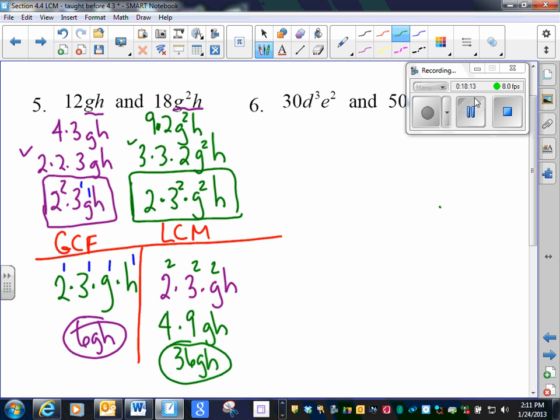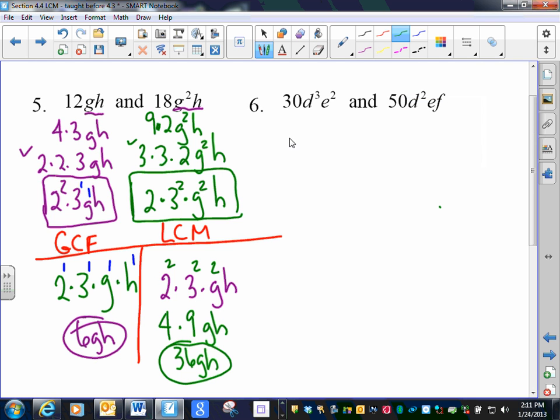I'm going to do one more. And then I'm wanting you to do a few of these on your own and then come to me with your questions. Let me erase this little dot, driving me crazy.